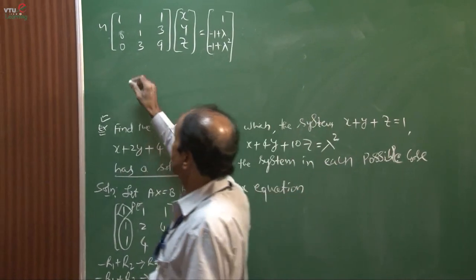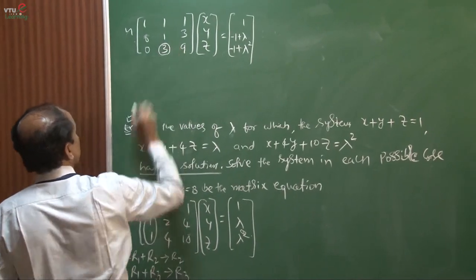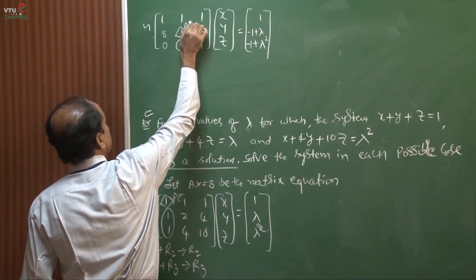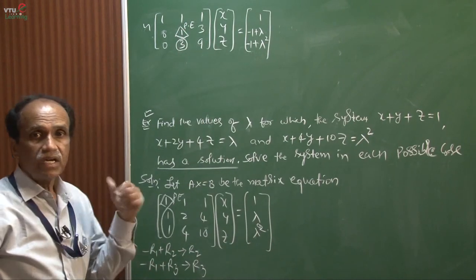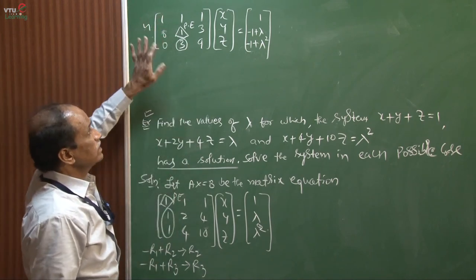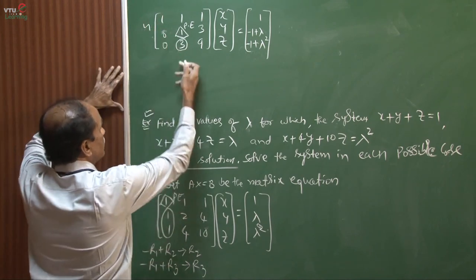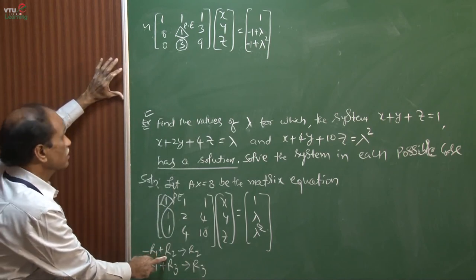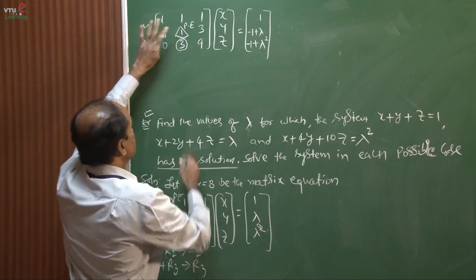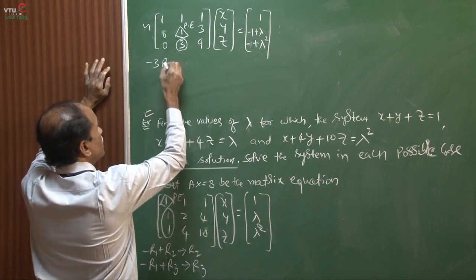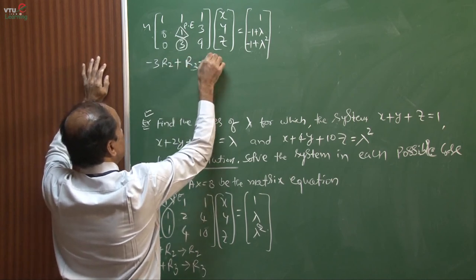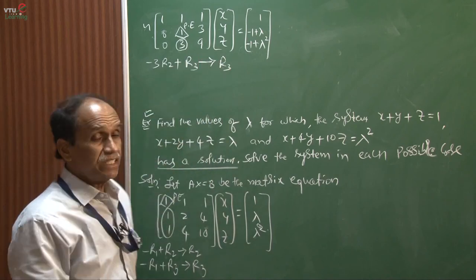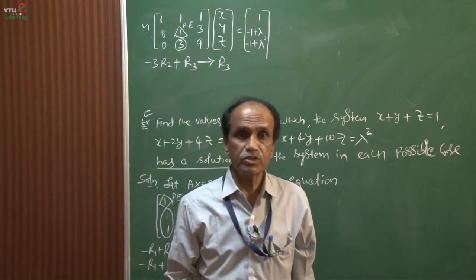Now, in step number 2, this element has been converted to 0, and this will be taken as the pivotal element, PE. Make use of this one and make the element below it 0. The condition is that the previous row may be used, but the next row should not be disturbed. So I multiply minus 3 with the previous row R2 and add R3, affecting R3. This is the second step of elementary row operation.